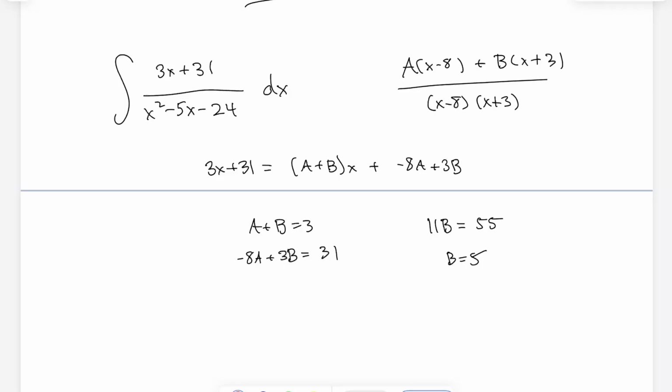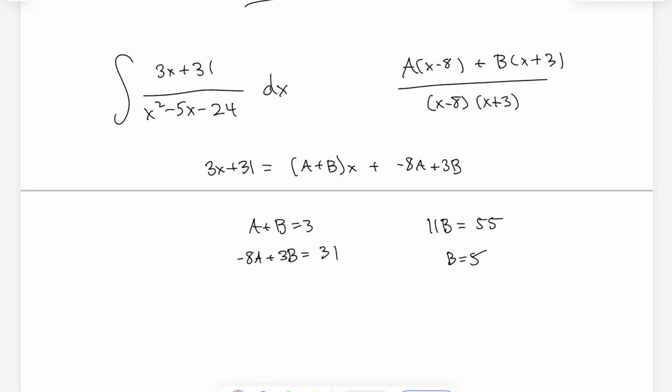And then to solve the system, I thought I was feeling cute, so I decided to add the equations. I'm going to add 8 times the top equation to the second one. This will cancel the A's, and then here it'll be 8B plus 3B shall be 11B, and on the right-hand side, 8 times 3 is 24, plus 31 is 55, and then solving for B gives me B equals 5.